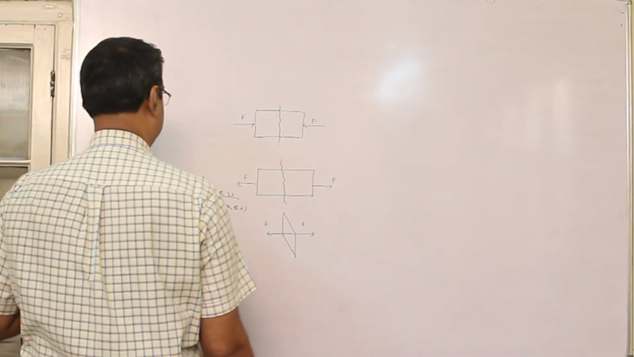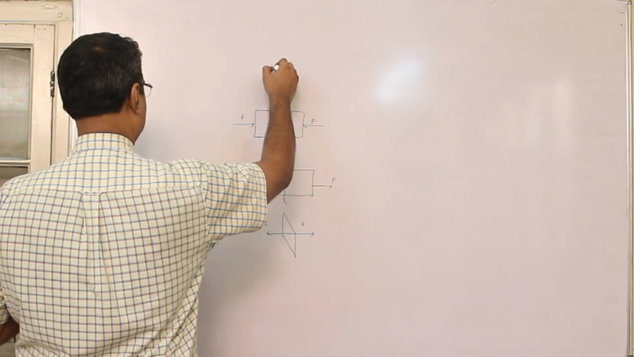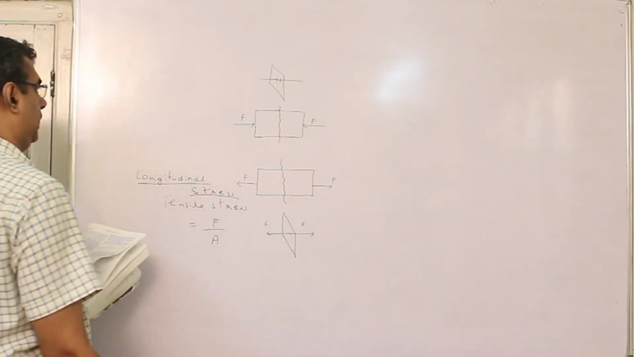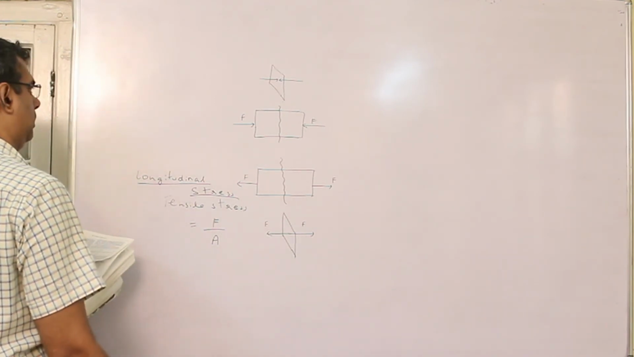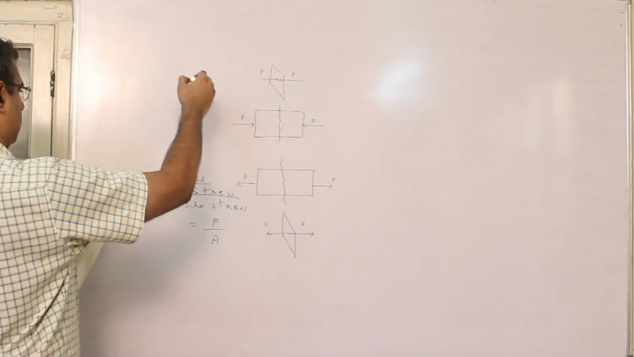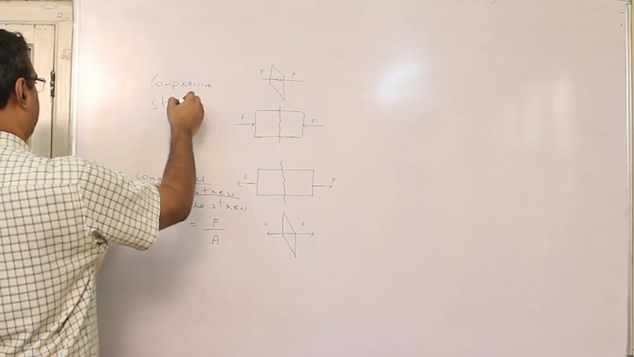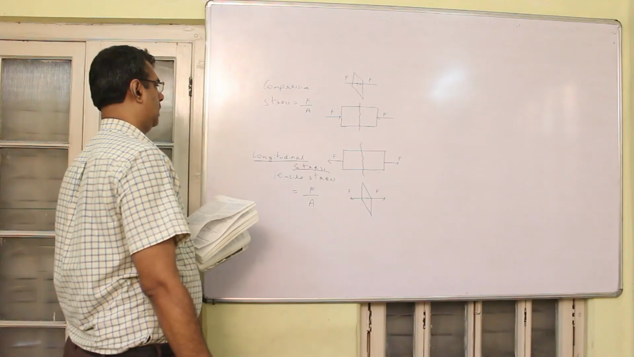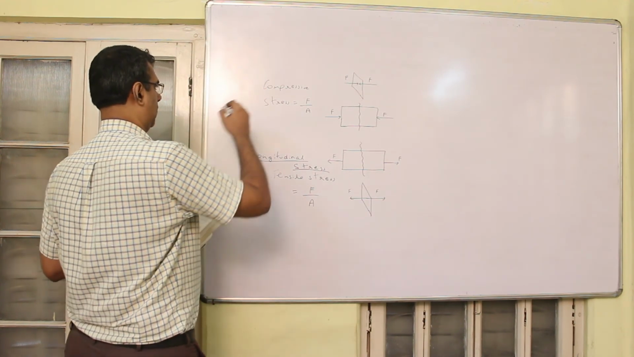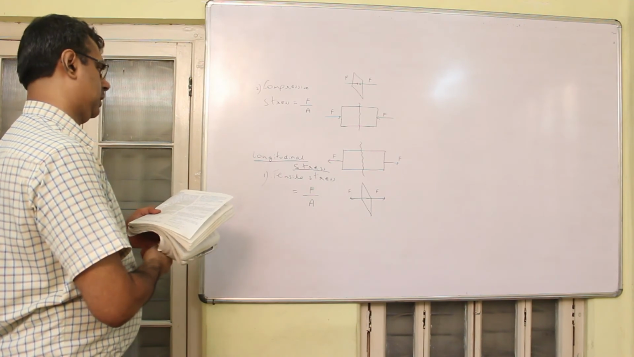Suppose if we exert a force F on both sides of the wire to compress the wire, then for any cross section, the force exerted by either side of the cross section on the other is equal and opposite force F, and the compressive stress is defined as force per unit area, that is F by A. Now compressive stress and tensile stress, they both come under the category of longitudinal stress.